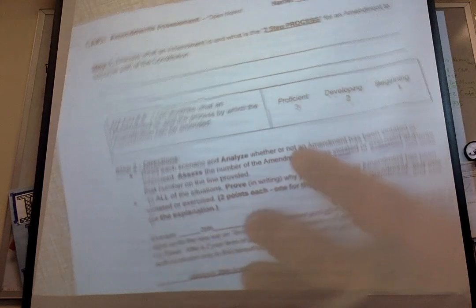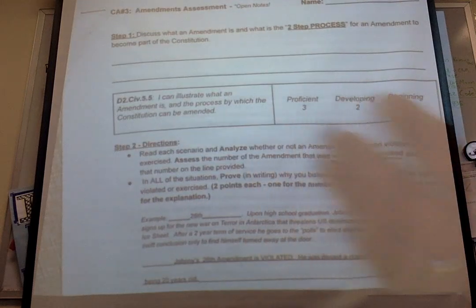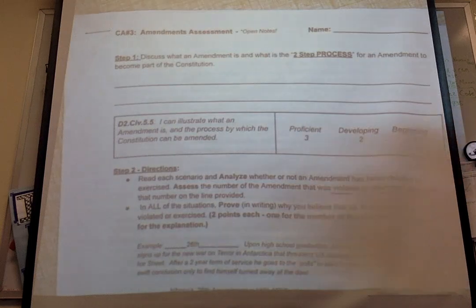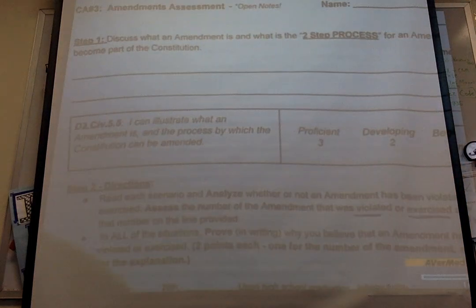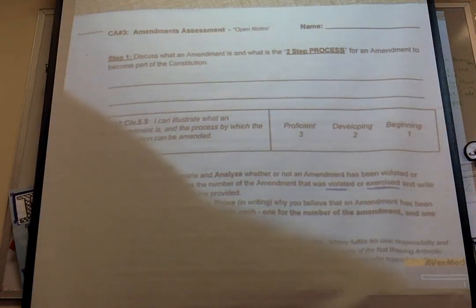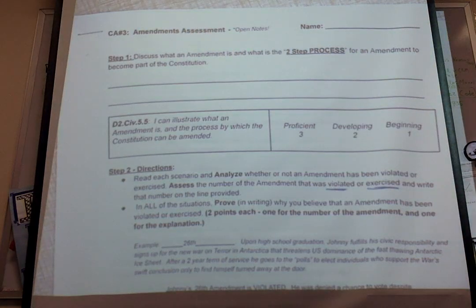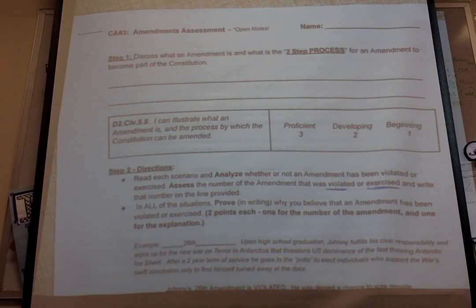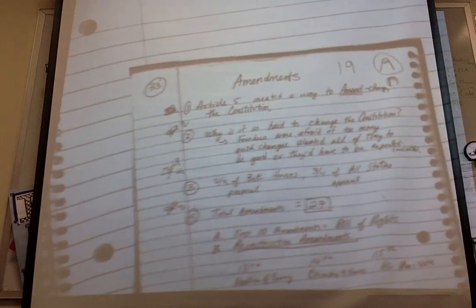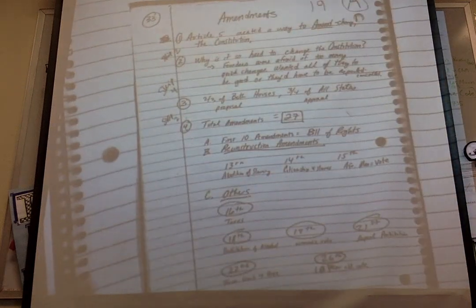You can use that, which I can provide you. So I'm going to read each one of these questions, and you can pause it as you complete the test. So the first one says, discuss what an amendment is and what the two-step process is for the amendments to become part of the Constitution. This answer can be found on your notes from Mr. Resch on the top. Let's go over these notes first.